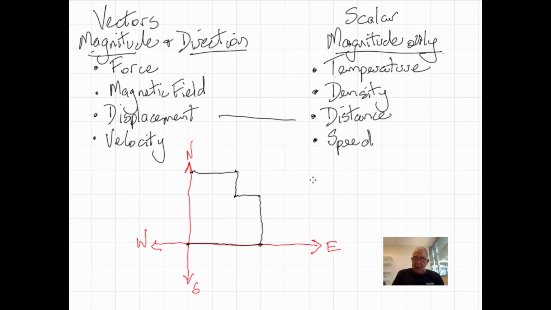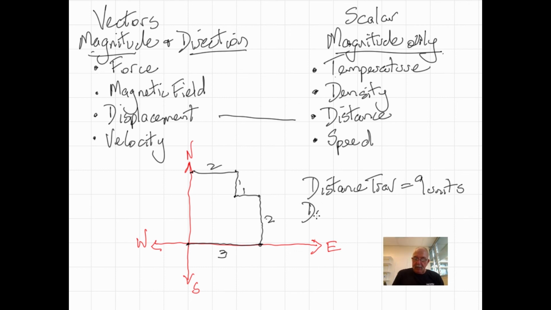The distance travelled would simply be these 3 units plus the 2 units up here, 1 unit, 1 unit, and 2 units. 3 and 2 is 5, 2 is 7, 2 is 9 units. Okay, so that's a scalar quantity.